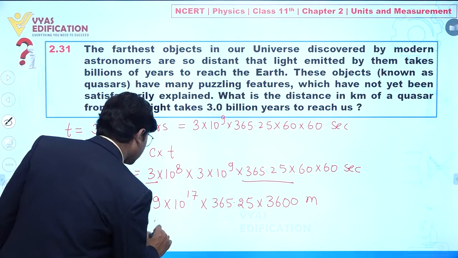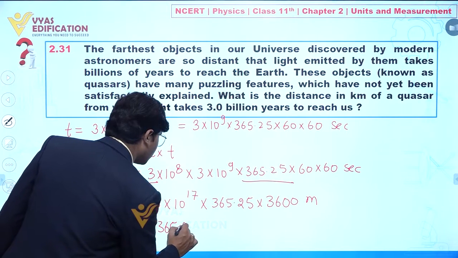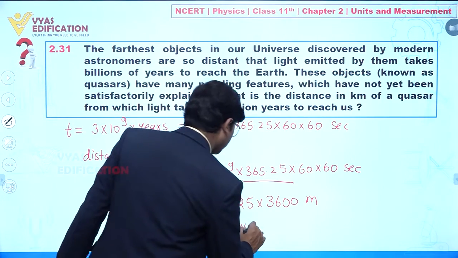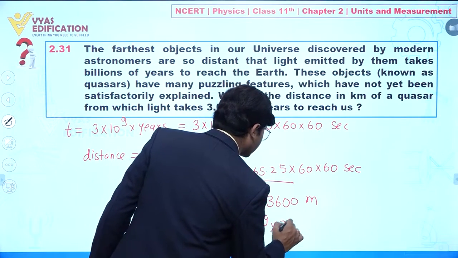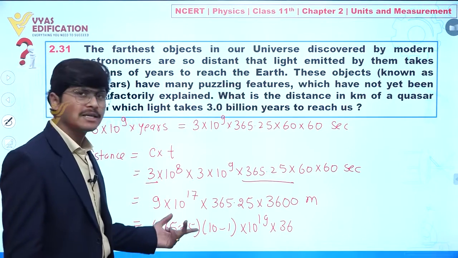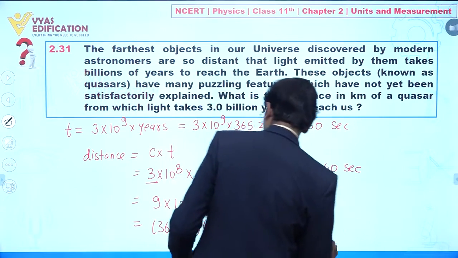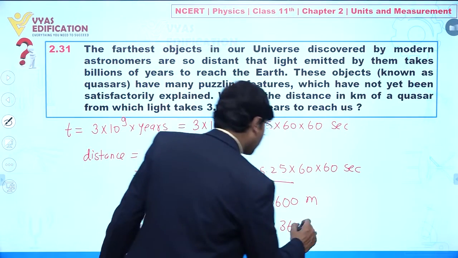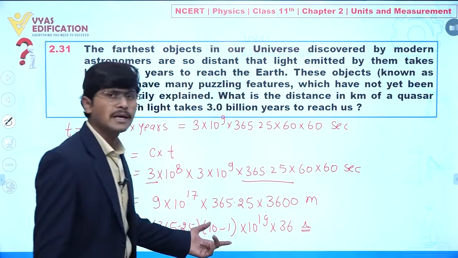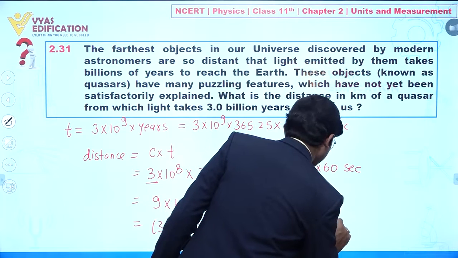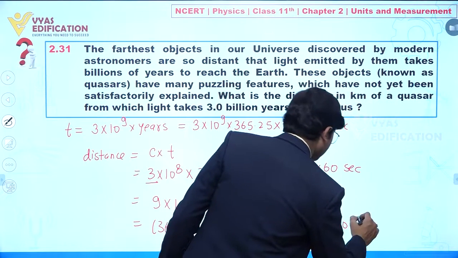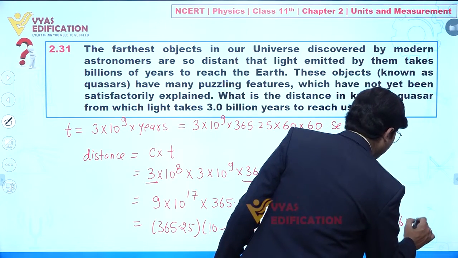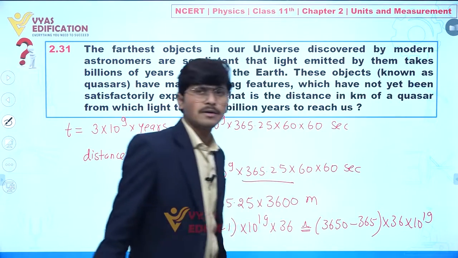So can we write like this, 365.25 and this is 10 minus 1 multiply 10 to the power 19 multiply 36. Clear? Now you can see, if you write this calculation, let's suppose you can take this as 365. Now we are doing approximate calculation, 365 multiply 10. So I can say 3650 minus 365. Clear? And it is multiplying with 36 into 10 to the power 19. Clear to everyone?